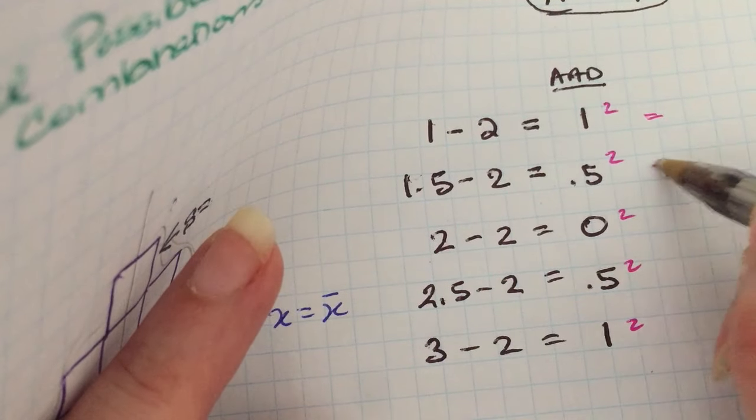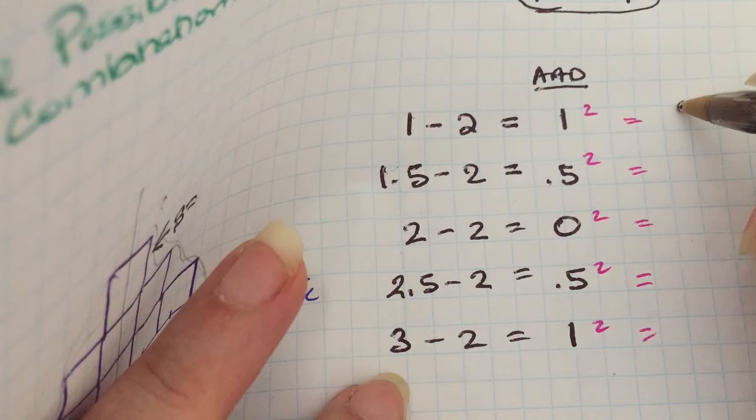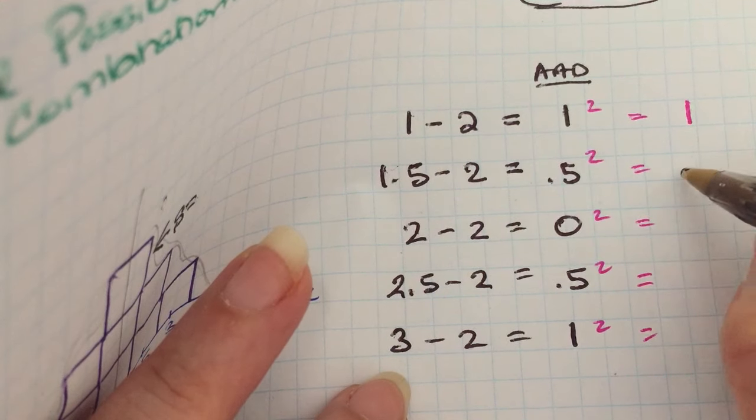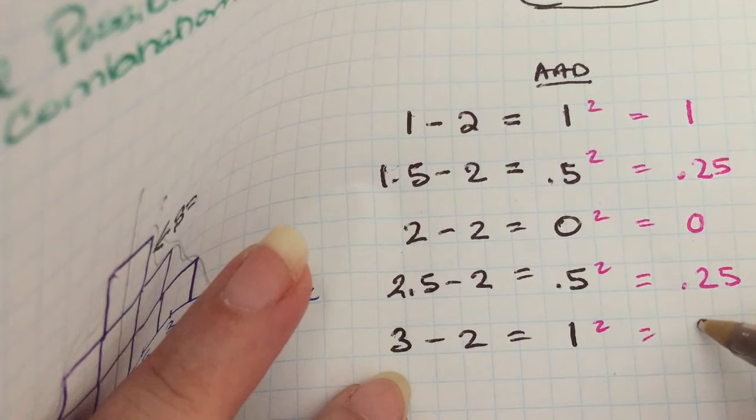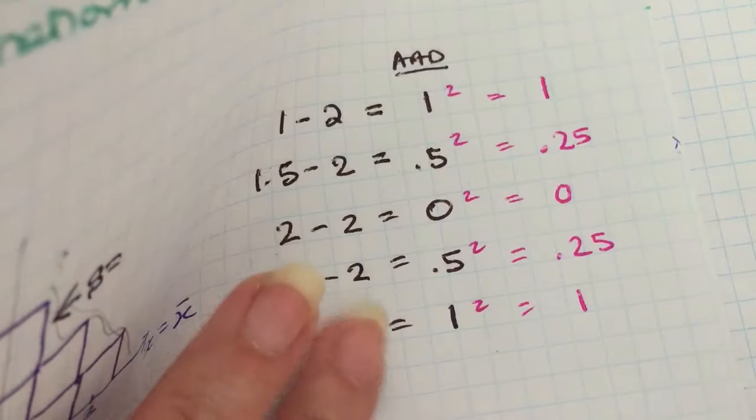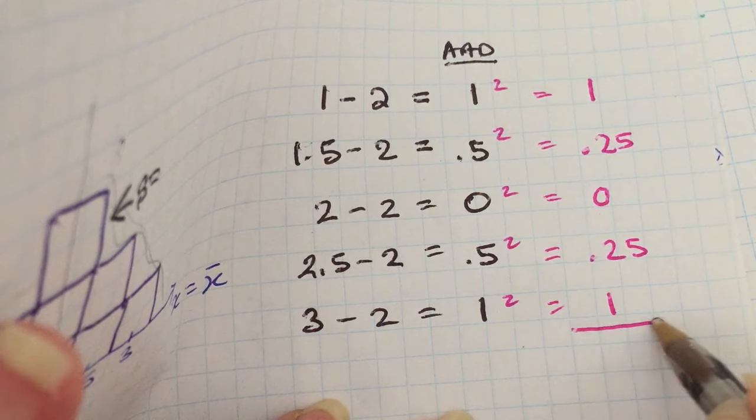And then what I get from all the squares: 1 squared is 1, 0.5 squared, I'm never good at decimals, so I always double check to make sure, but I think it's 0.25, yeah, 0.25, and then that's 0.25 again, 1 again. Okay, so now I'm going to just add all of that.